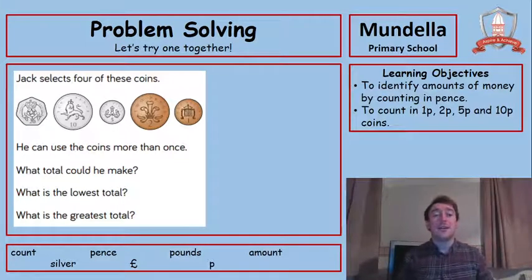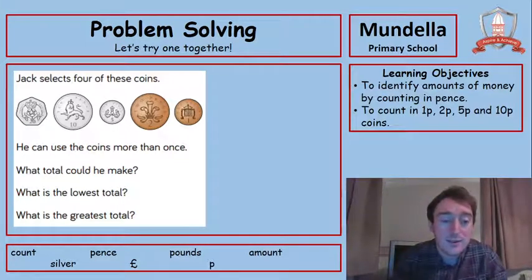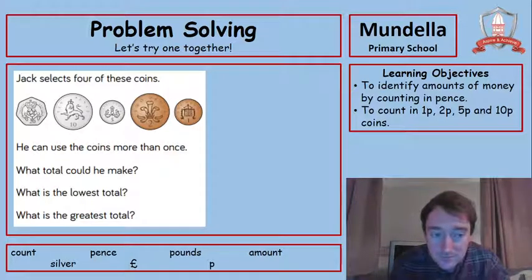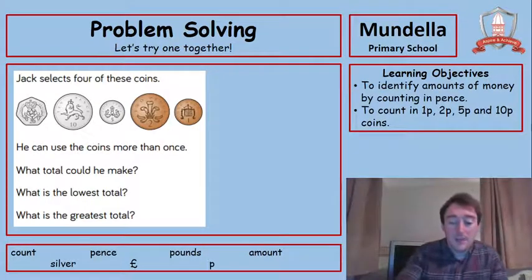Okay, let's try one together. Jack selects 4 of these coins. He can use the coins more than once. What total could he make? What's the lowest total? What's the greatest total? Okay, did I put anything?